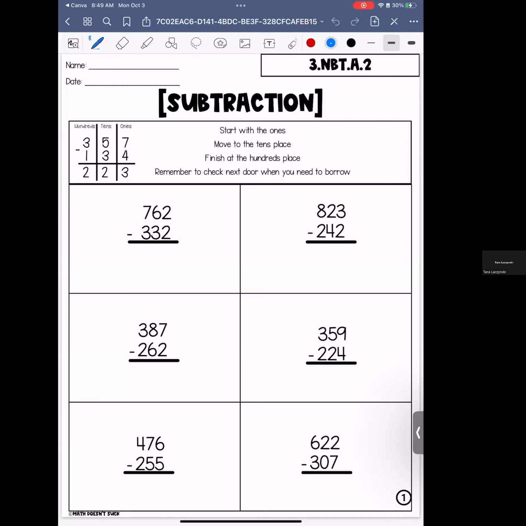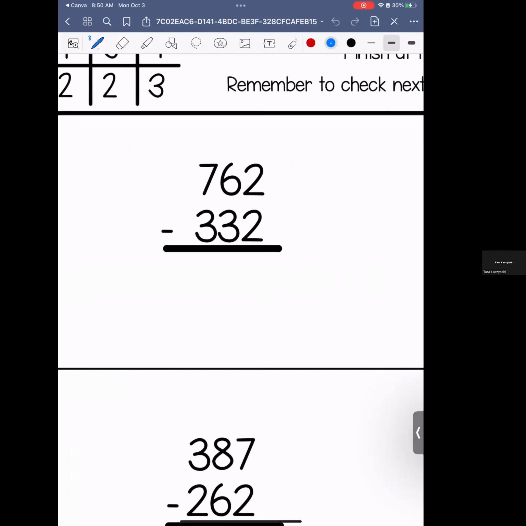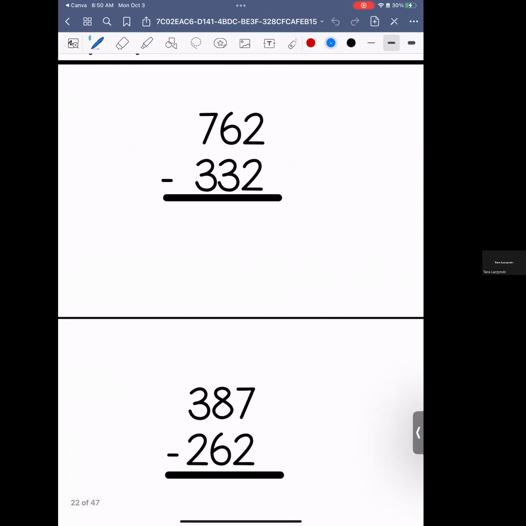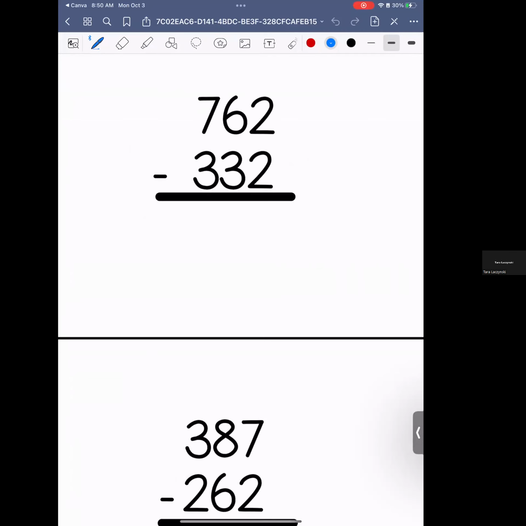Remember that we always start with our ones place. So we are going to slide all the way to the right before we start our subtraction. Then we move to the tens place, the hundreds, going back next door to the larger place value. And if we need to borrow, we need to make sure that we're doing that from our neighbors. So here comes our first one.